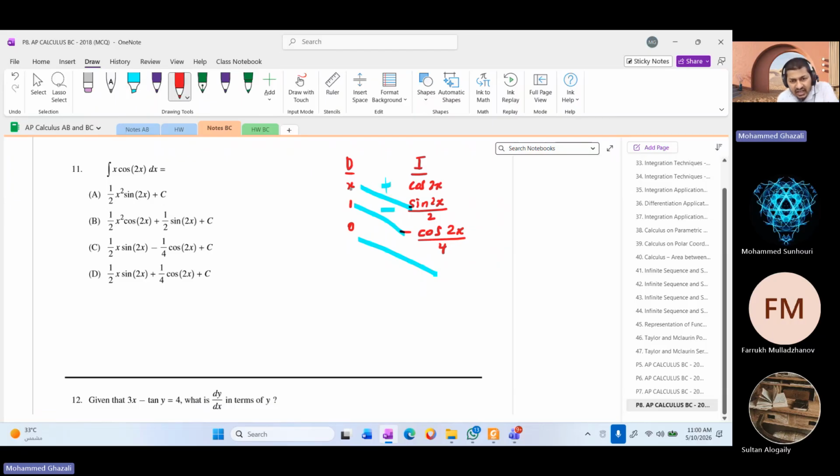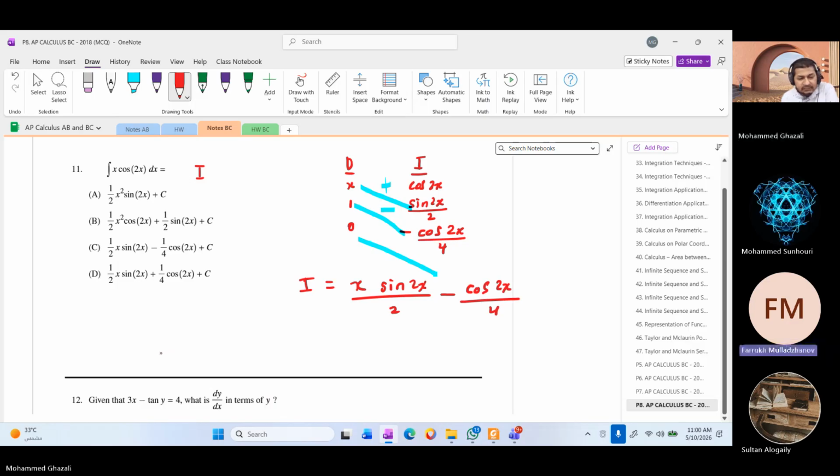So what's your answer? x times sine 2x over 2. So my integral answer is now equal to x sine 2x over 2, then 1 times negative this is negative cos 2x over 4. Which one is it? C: half x sine 2x minus quarter cos 2x. Yeah, answer C. Right, excellent, guys.